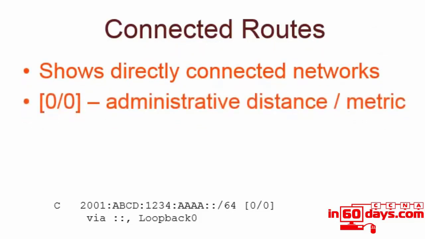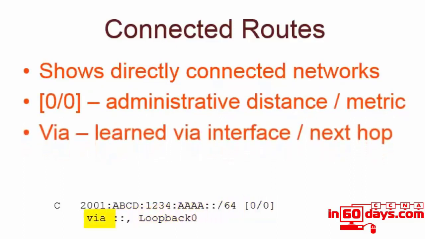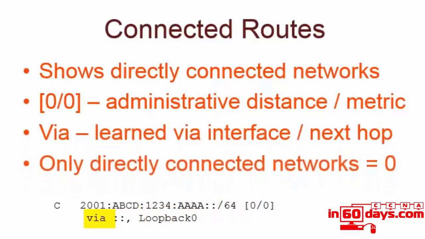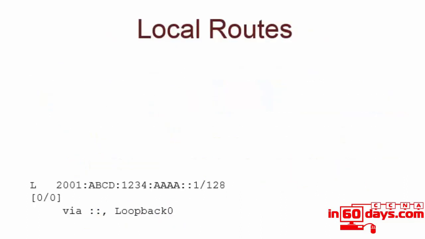The 0/0 matches IP version 4 administrative distance and metric. Via is obviously the interface or next hop address it was learned from. Now, only directly connected networks will equal 0. Local routes are signified by an L. We don't see link local networks, which I'll go to in a moment.